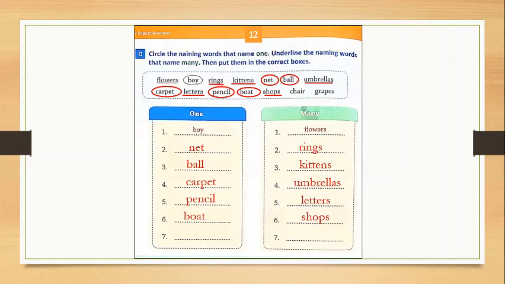Then we have chair. Chair is a naming word for one. So circle chair, put it in the first column. And the last one is grapes. Grapes is a naming word for many. So underline grapes and write it in the second column.